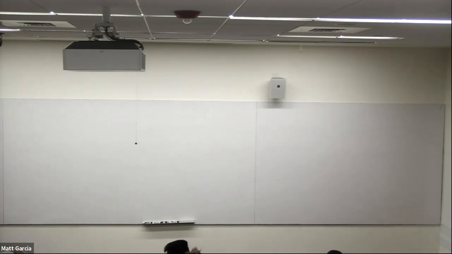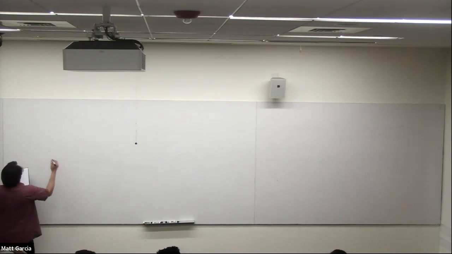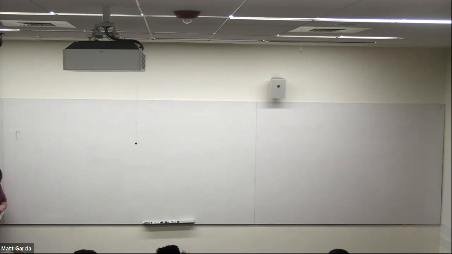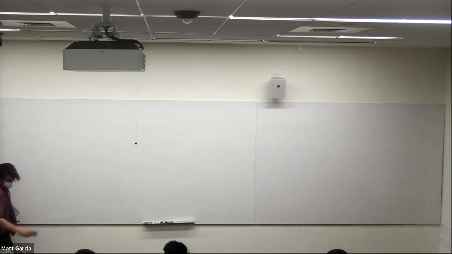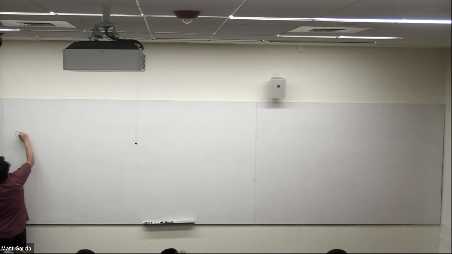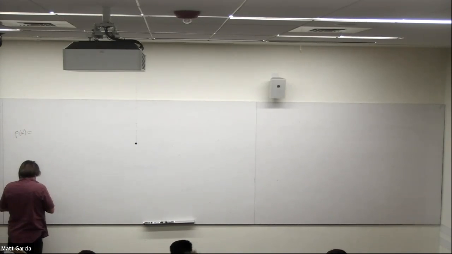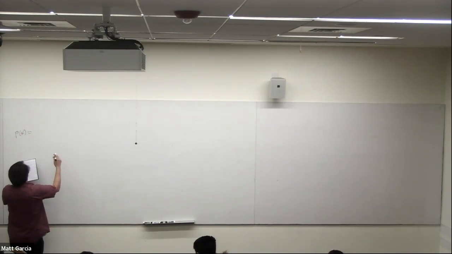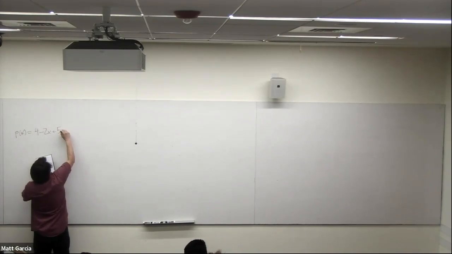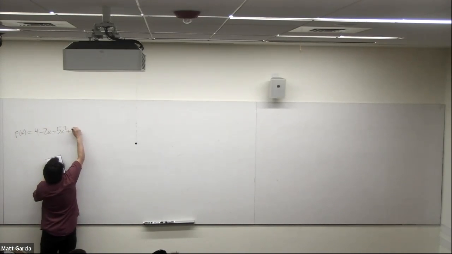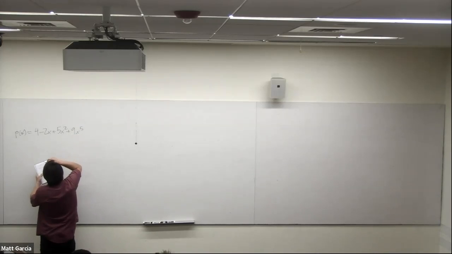Okay, so where were we yesterday? Let me just quickly remind you, we had this polynomial. So we had this polynomial, p of x is equal to, what did we say? 4 minus 2x plus 5x squared plus 9 times x to the 5th.